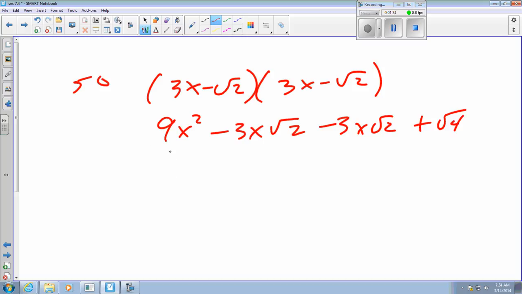Let's put some like terms together. Negative 3x square root 2, negative 3x square root 2 gives me negative 6x square root 2. Notice that the variable and radical parts do not change when we add or subtract. And the square root of 4 is 2.